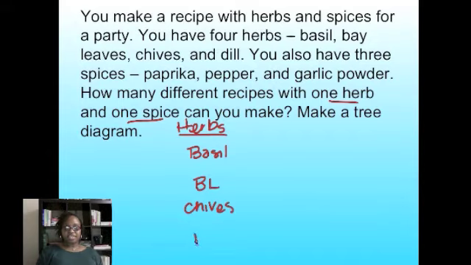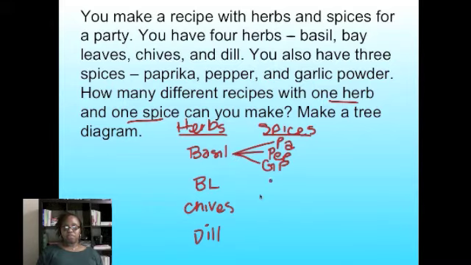I'm starting with my first event, the herbs, and I'm going to branch off of that for my spices. I could have basil with paprika, basil with pepper, or basil with garlic powder. Same thing with my bay leaves.